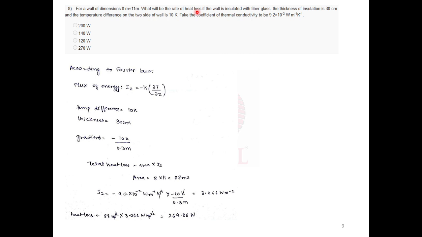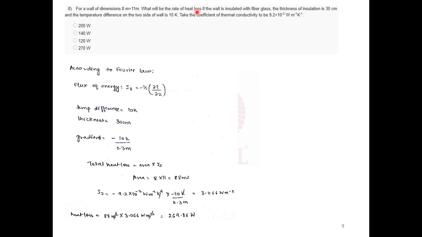So from there you will get the temperature gradient with respect to the width, and that is minus 10 K by 0.3 m, and the minus sign indicates the width from the source. If you increase the distance to the other side of the wall, you will have a lower value of the flux of energy, right? So basically flux of energy decreases from the starting point to the ending point, so that's why the negative sign is there.